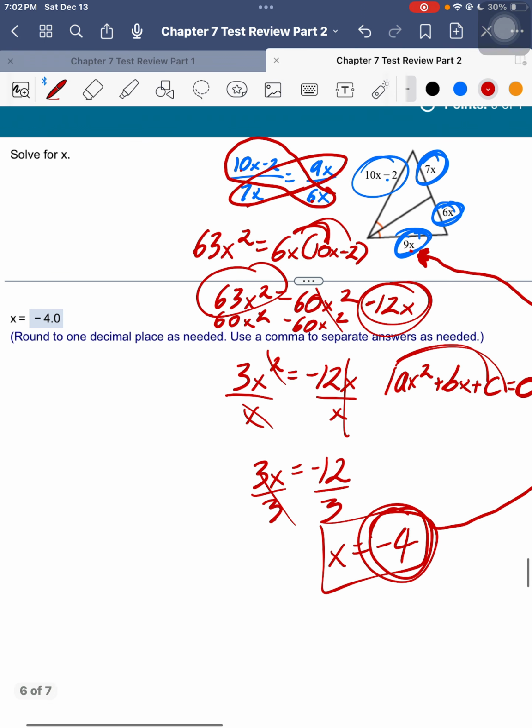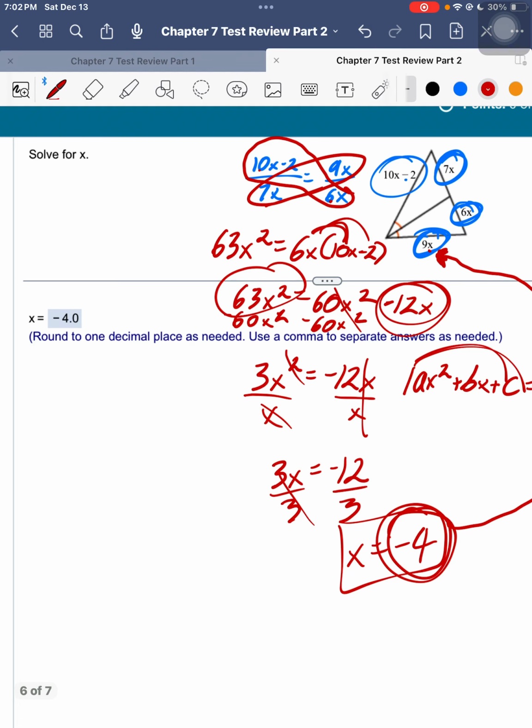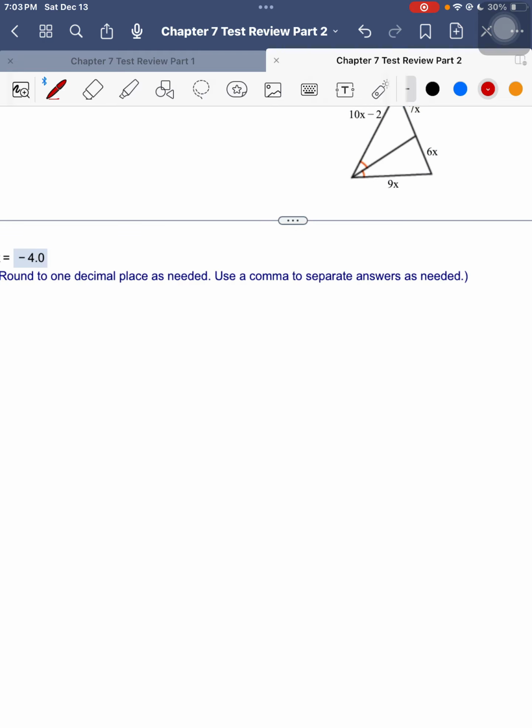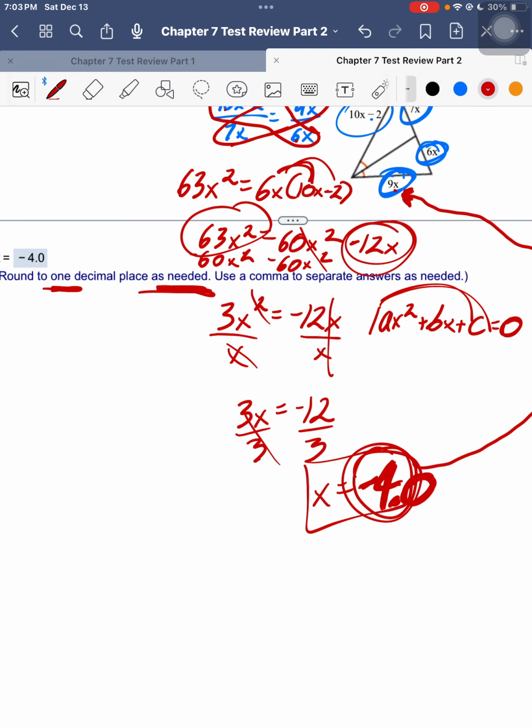Okay. Notice how it says round to 1 decimal place as needed. I do not believe that you need to put negative 4.0. I think if you put negative 4 alone, it'll work. But I'm going to double check. I'm not even sure if this question is on your test, but I'm going to double check to make sure that it will give you the right answer if you put negative 4 or negative 4.0. But if you just want to make sure, if it says round to 1 decimal place as needed and there's no decimals at all, you just put .0. Okay? So remind me about that.